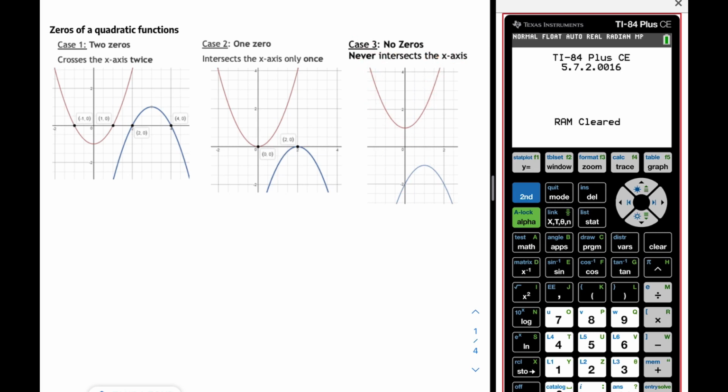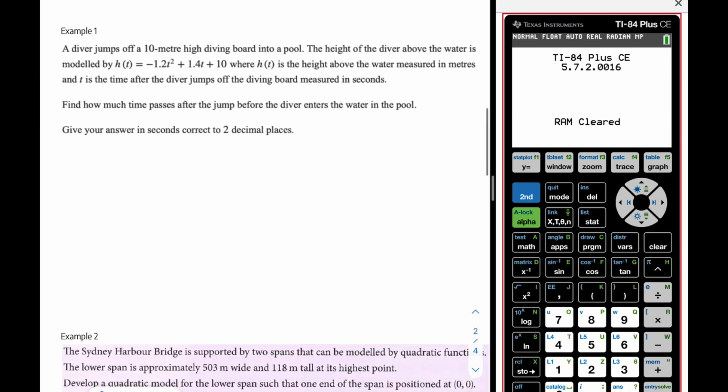Okay, so now we're going to do a couple questions. The number one tip whenever you are doing your questions is every time you're given a function, make sure to graph that in your calculator. So let's look at our first example.